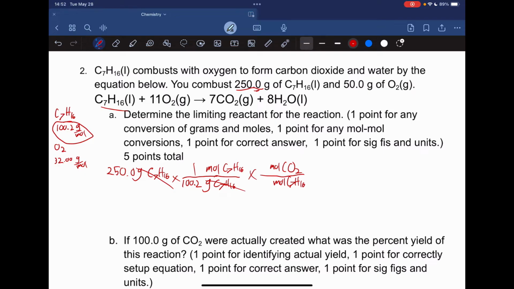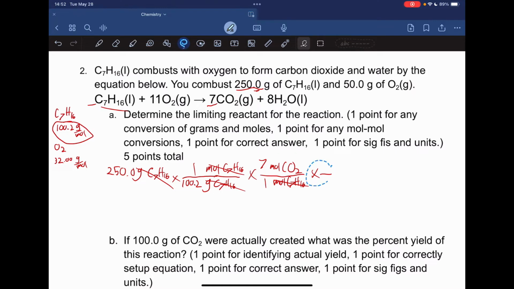We're going to find that from the balanced chemical equation. CO2 has a 7 in front of it. C7H16 has nothing in front of it, which means there's a 1 in front of it. So we get 1 mole of C7H16 to 7 moles of CO2. That cancels the moles of C7H16. And now finally, that is going to be it.